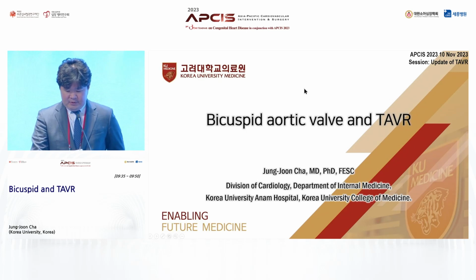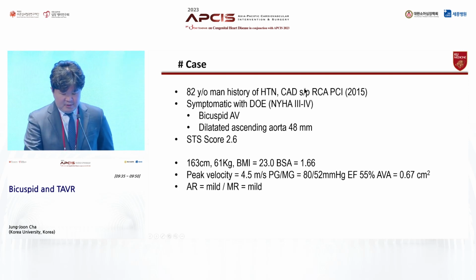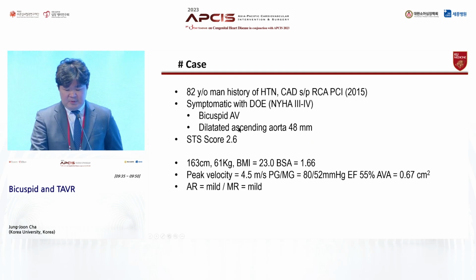And my topic is the bicuspid aortic valve and TAVR. Let's see the case. An 82-year-old man, history of hypertension and coronary artery disease, and underwent RCA PCI in 2015. And he was symptomatic with dyspnea, NYHA class 3 and 4.